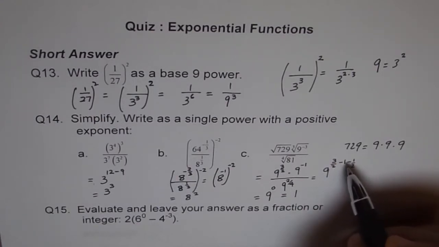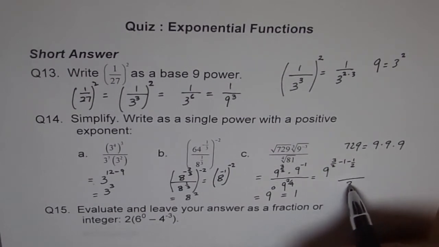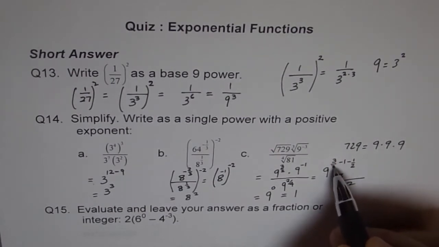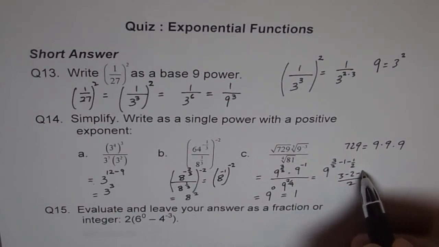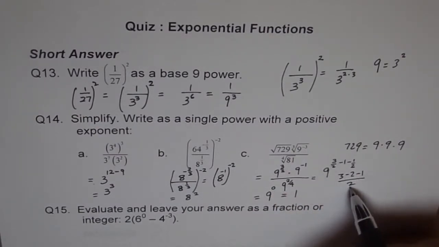Correct? So let's do this again. We take common denominator as 2, right? And here it is 3, and this gets multiplied by 2, so 3 minus 2, and this is minus 1, correct? So 3 minus 2 is 1, 1 minus 1 is 0, so we get 0. 0 divided by anything is 0, so we get 9 to the power of 0, which is 1, correct?